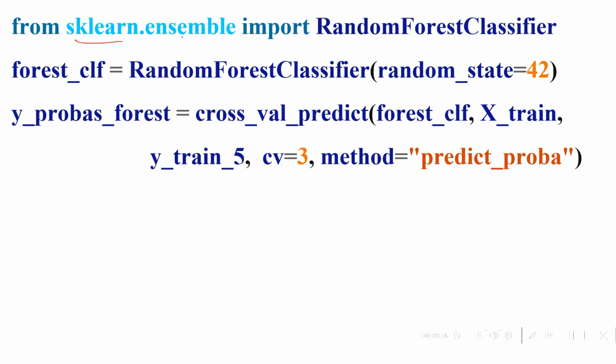From sklearn.ensemble, import RandomForestClassifier. That means the random forest classifier is present in the ensemble module. So forest_clf equals RandomForestClassifier with random_state equal to 42. Then y_probas_forest equals cross_val_predict of forest_clf, that is the model name, with X_train, y_train_5, cv equal to 3, and method equal to predict_proba.